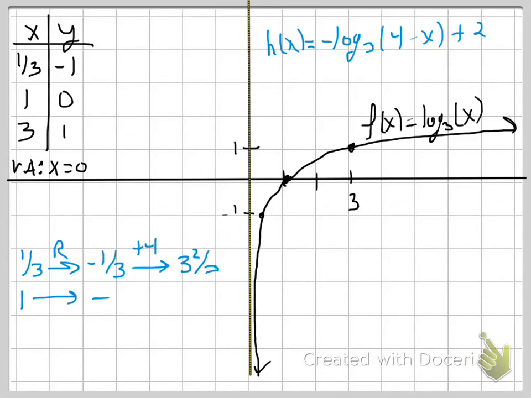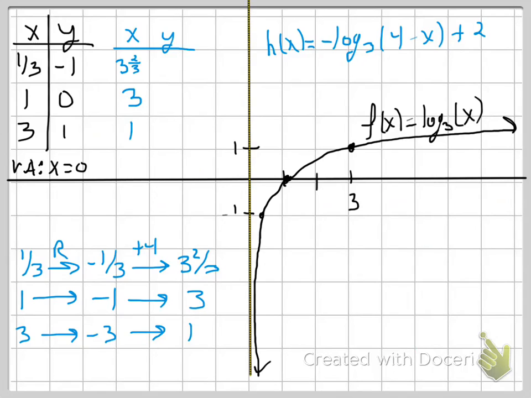We take 1 and we reflect it, it becomes minus 1, and then we're going to shift it 4 units to make it become 3. Finally, 3 is going to be reflected to negative 3, and then we shift it 4 units to the right, which will make it 1. So that's my x coordinates. I'm going to go ahead and write down my x coordinates: 3 2/3, 3 and 1.